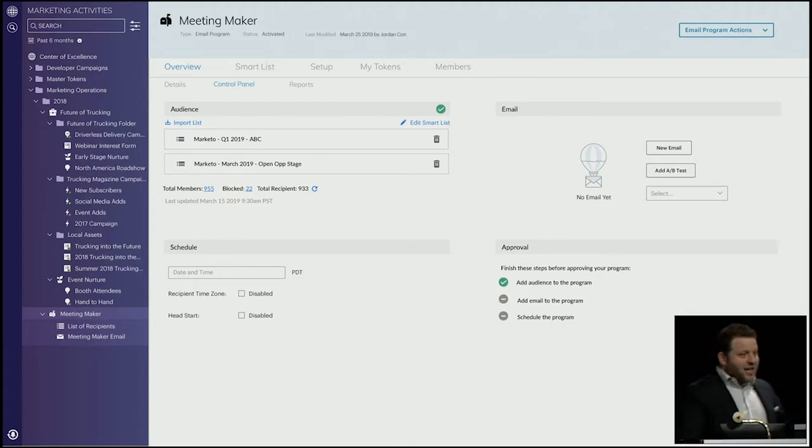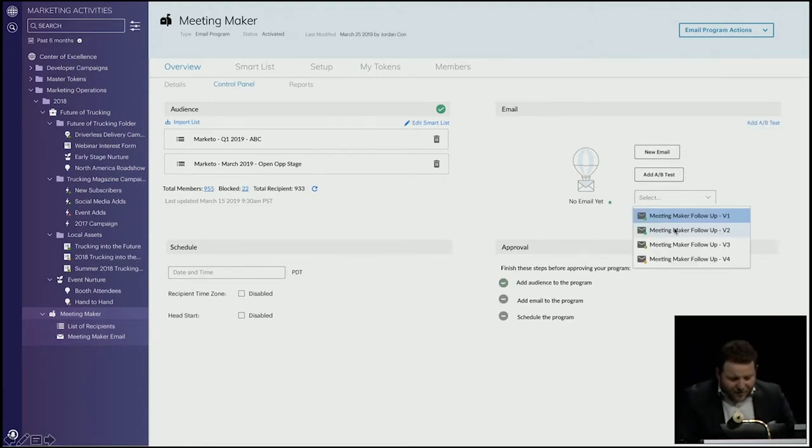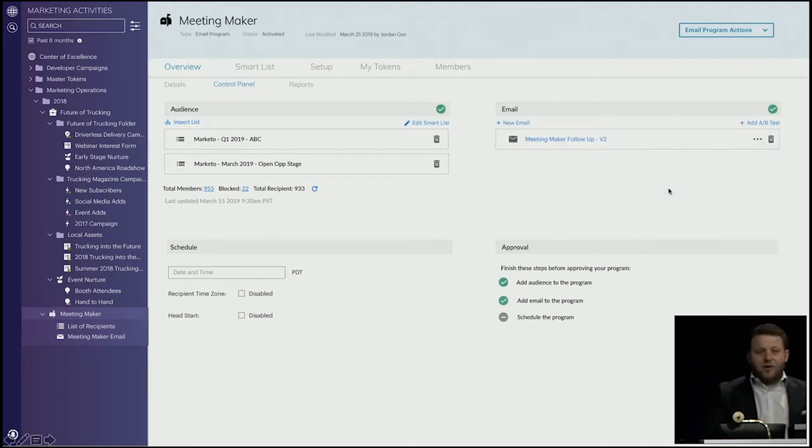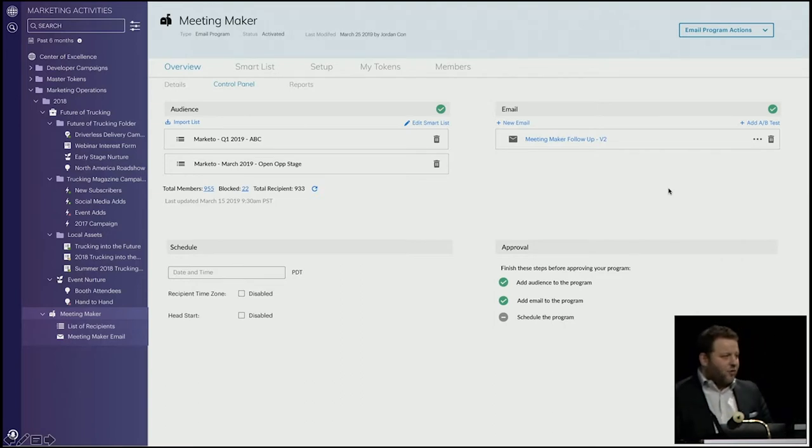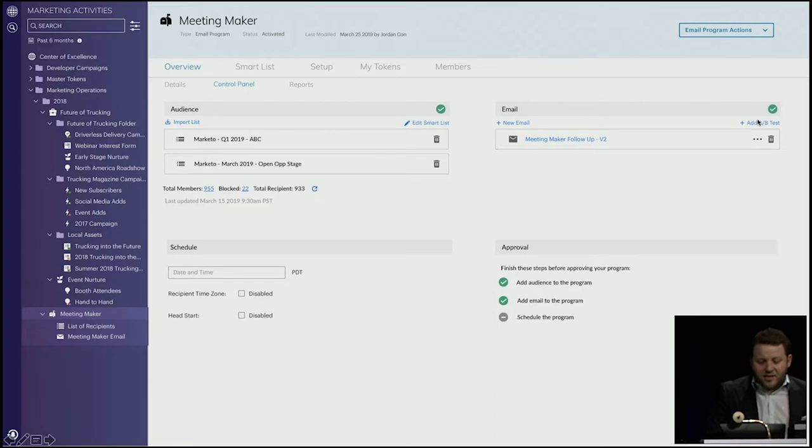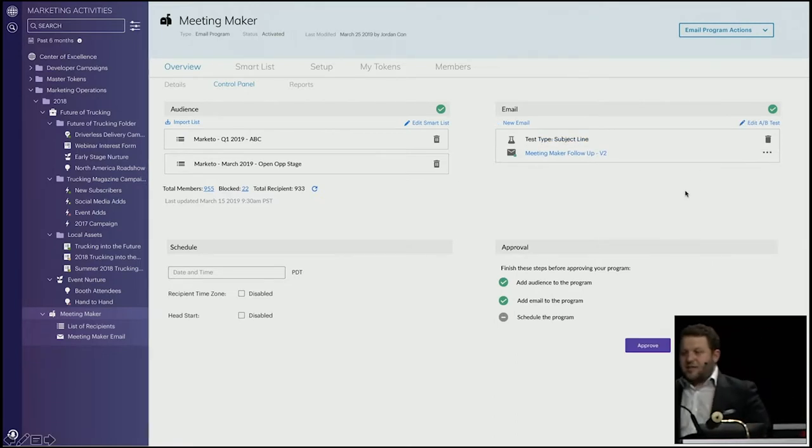So the next phase, now that we have an audience to target with this campaign, is to jump over here and think about the content. As we recall, hopefully everyone in the audience remembers, it was the creative V2 that worked best. So let's come in here and we can see we have that Meeting Maker follow-up V2 content. That's what we're going to go ahead and use, and that's what we're going to choose here. But we also thought we could maybe do a little bit better. So to go ahead with that, we'll run an A/B test. And in this case, what we're going to be A/B testing is the subject.